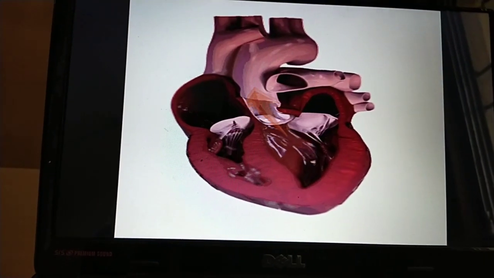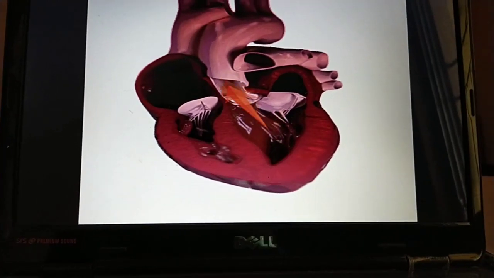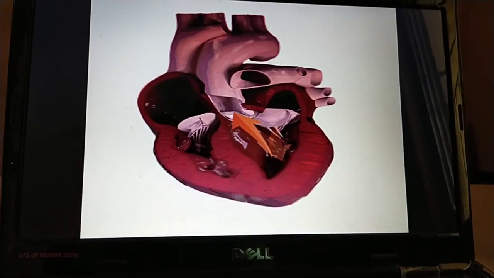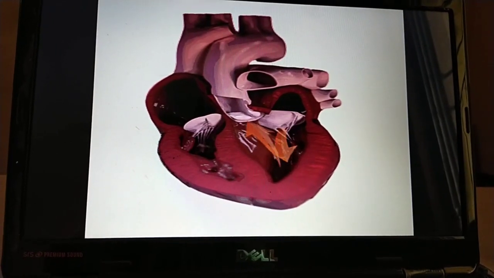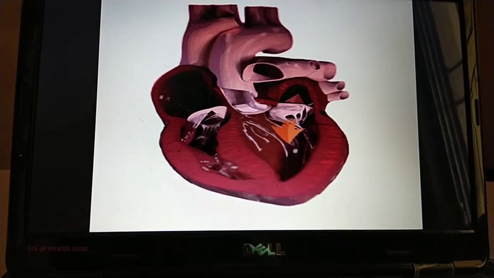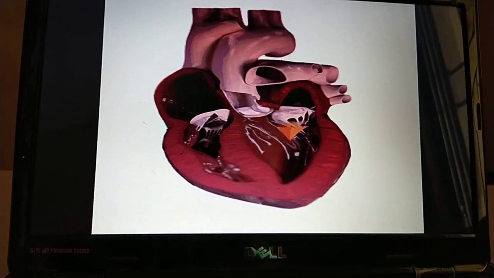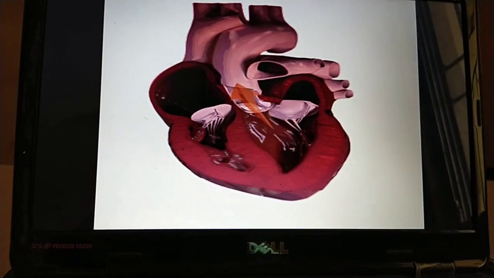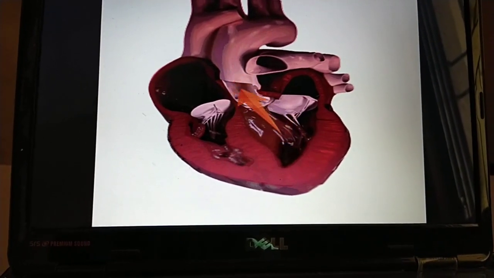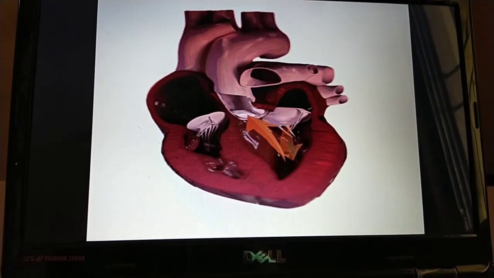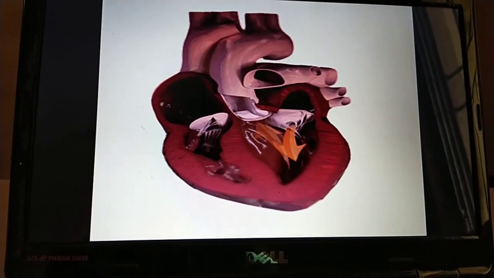Now we can go for the left ventricle. The left ventricle receives the blood from the corresponding left atrium through the mitral valve, the left atrioventricular valve, and it propels the blood to the aorta of the heart. It also has two parts or two tracts: one is the inlet tract and the other is the outlet tract.